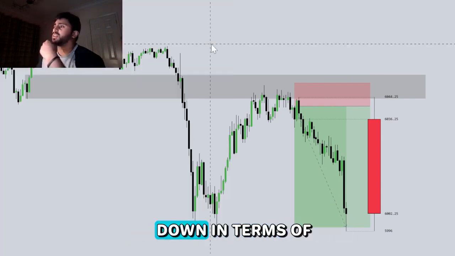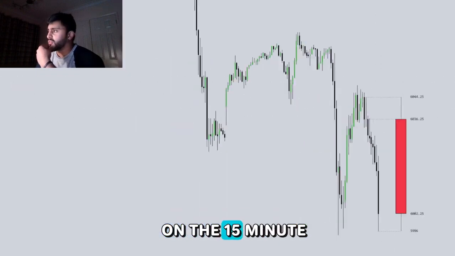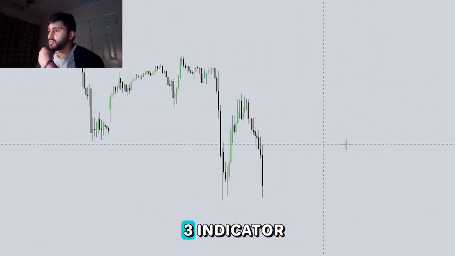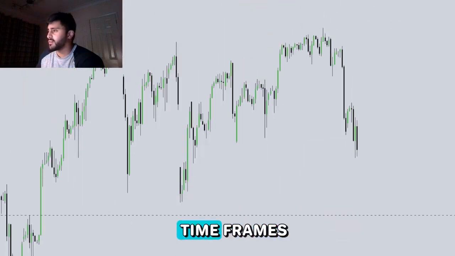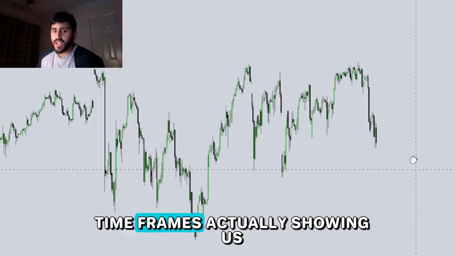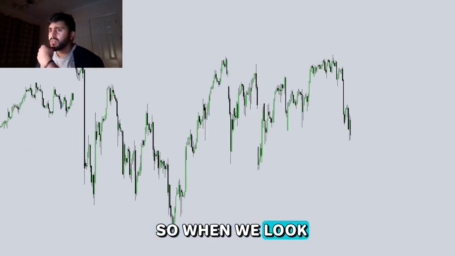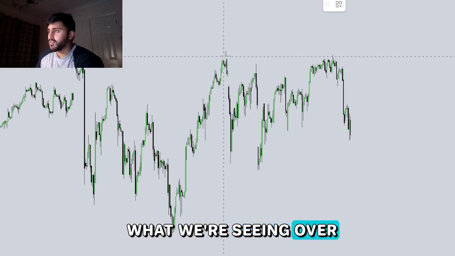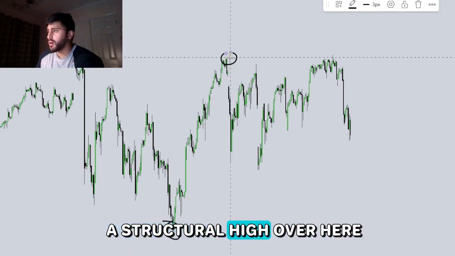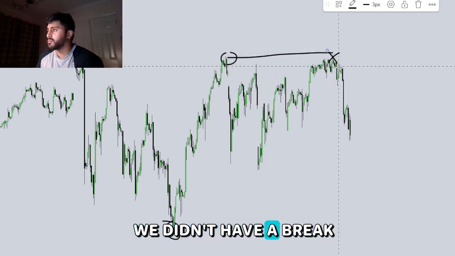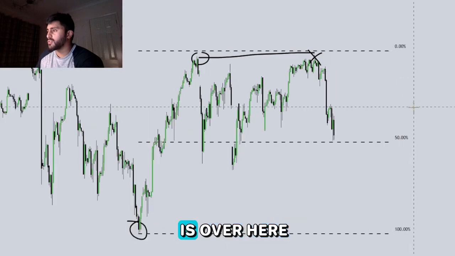But let's break things down in terms of ICT concepts to begin with, right? So here we are on the 15-minute time frame, using the PO3 indicator. If we just head up to the higher time frames, what are the higher time frames actually showing us in terms of structure? Let's break this down. What we're seeing over here is a very basic structural low and a structural high, right? Now from here, we didn't have a break. So what this means is our structural low is down here and our structural high is over here.